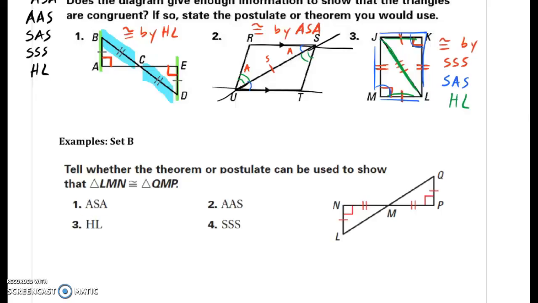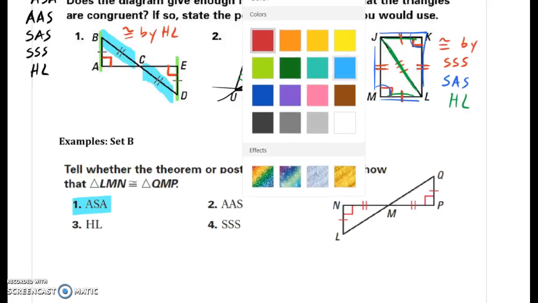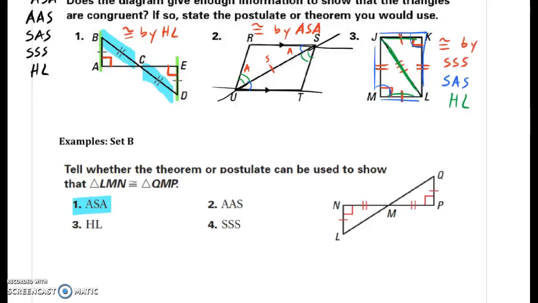So let's see, for number 1, I'm going to use blue. We know we have an angle here, and here. We have a side, and now my last angle has to be included, and it is by using vertical angles. Therefore this one is yes. Now let's clear the picture again.